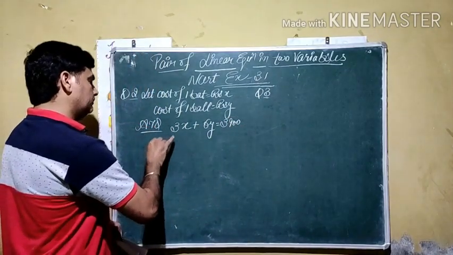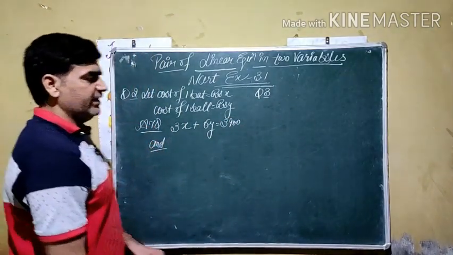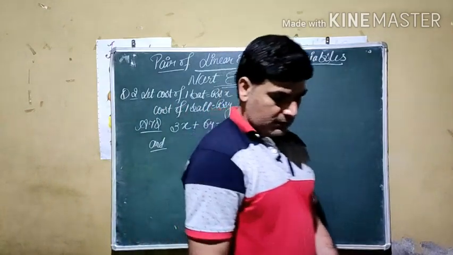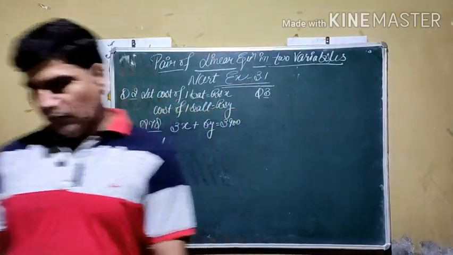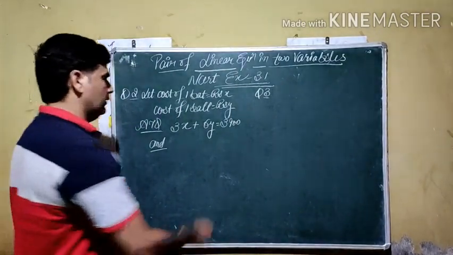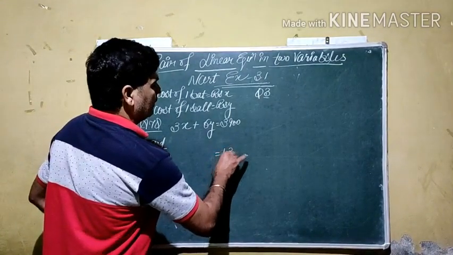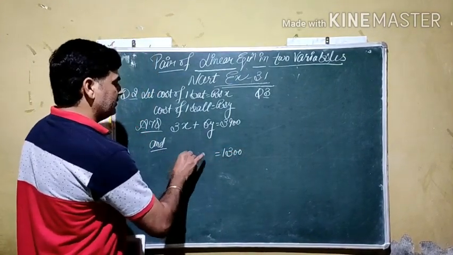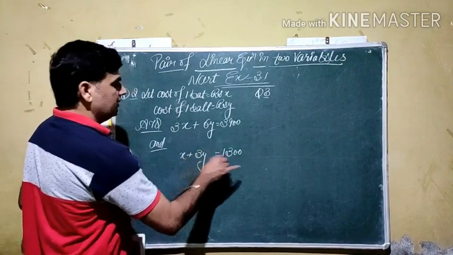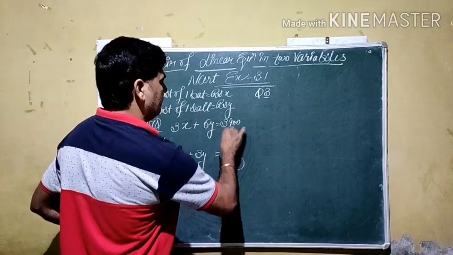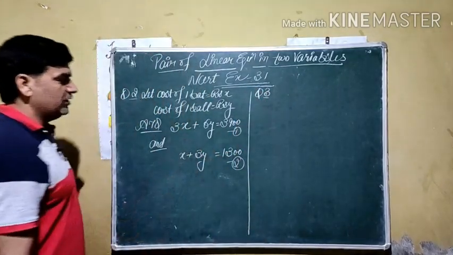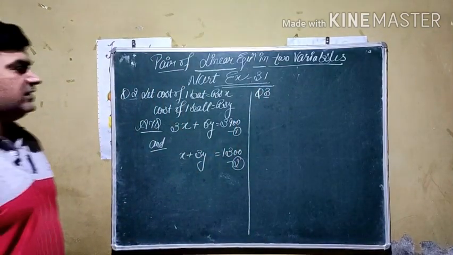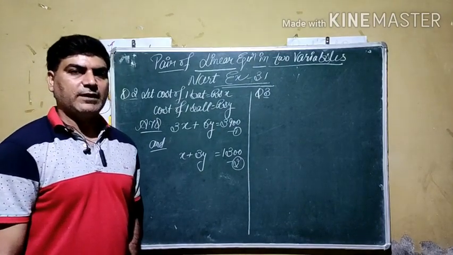And the second condition is given here. Later, she buys another bat and 3 more balls for rupees 3000. 3000 is the bill. Another bat means 1 bat, and 3 more balls means 3y. This is the second result, and this is the first result. This is the solution of the second question by the algebraic method. Still left is the graphical method.